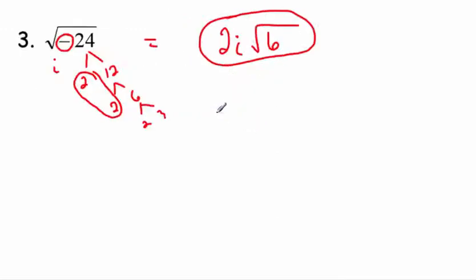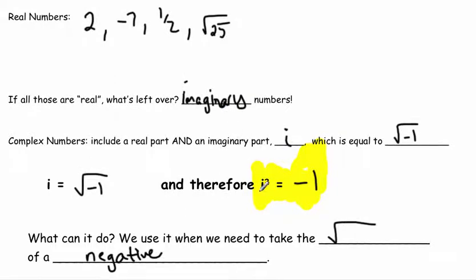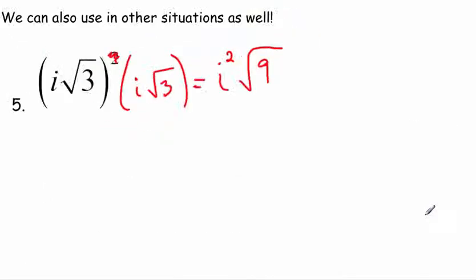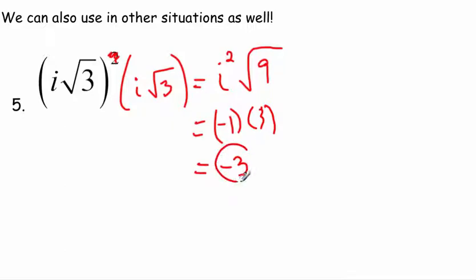Now i squared, let's go back a few slides. I told you that i squared equals -1 is going to be important, and it is right here. i squared is nothing more than -1, and square root of 9 is nothing more than 3. And I'm putting in parentheses just to show multiplication. So -1 times 3 is going to be -3. So be prepared when you see an i squared to change it into a -1.